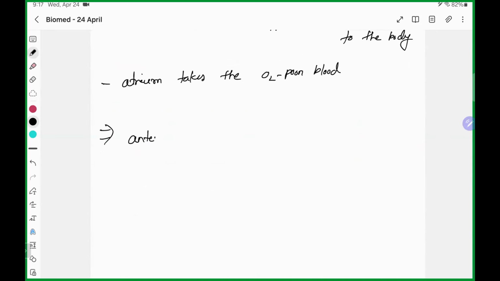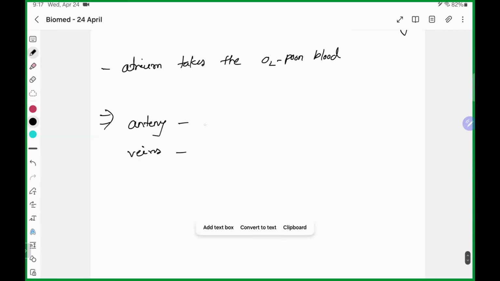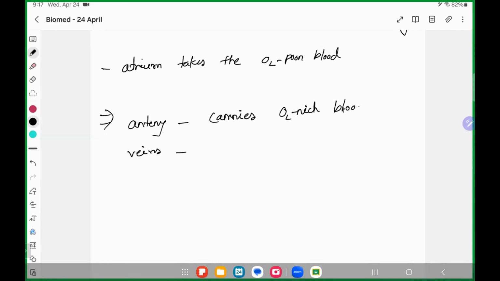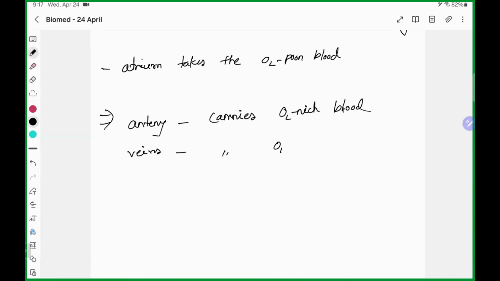So artery or veins, what is the difference? This one carries oxygen rich blood, oxygen saturated blood, and this one carries oxygen poor blood.